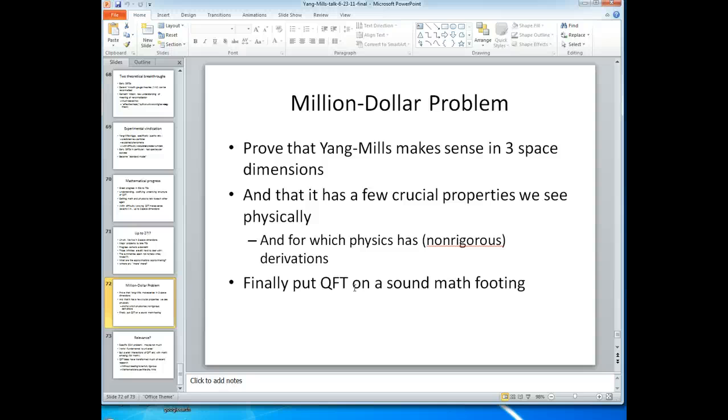There are a few crucial properties that we see physically from these theories, and for which physics has some non-rigorous derivations as to why the theory should produce this. And we want to really have a mathematical proof. Yes, this really exists. In other words, finally put quantum field theory on a sound mathematical footing. It's been around in some form for 80 plus years and has never really been on a sound mathematical footing in the usual sense. And that's a disturbing thing for mathematicians.